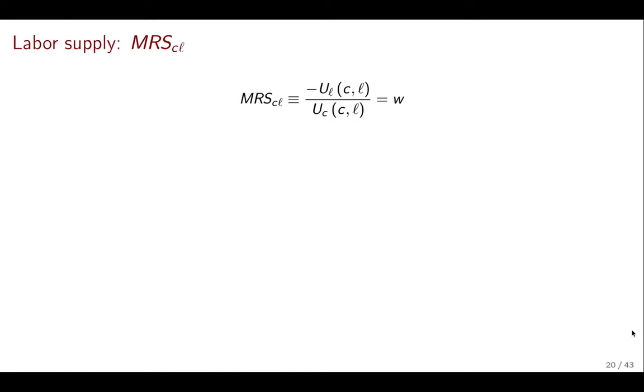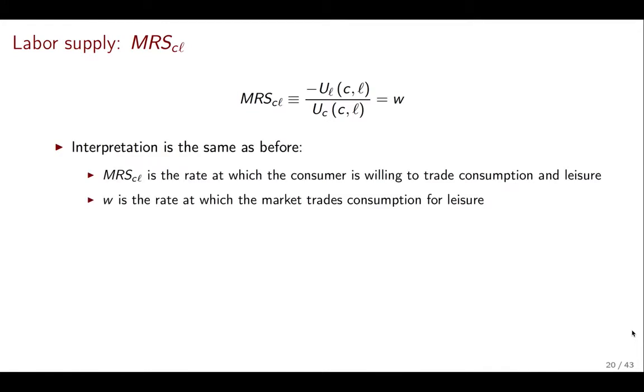First, we're going to focus on the intratemporal margin. We call this intratemporal because we're trading off present leisure for present consumption. In this case, the interpretation is the same as before. That is the same as the one we had earlier in the math review videos. The marginal rate of substitution is the rate at which the consumer is willing to trade consumption for leisure. W is the rate at which the market trades consumption for leisure.